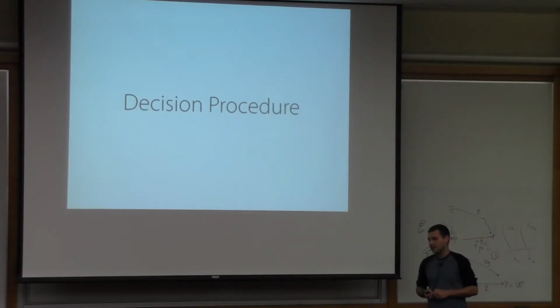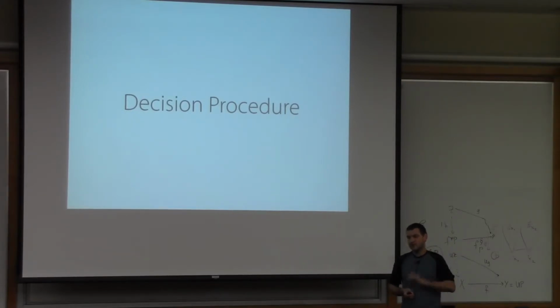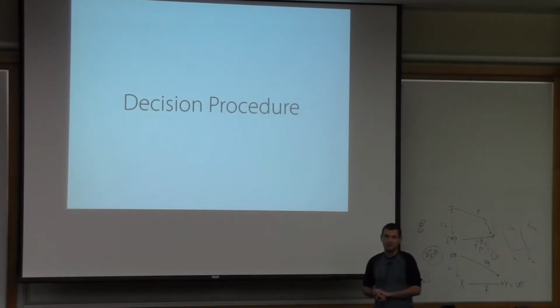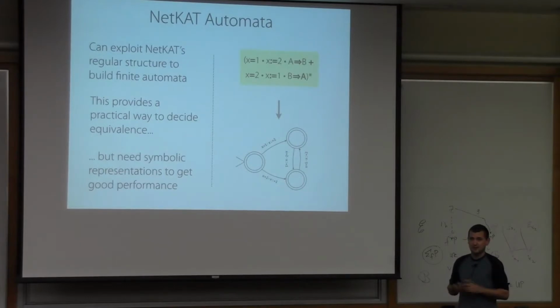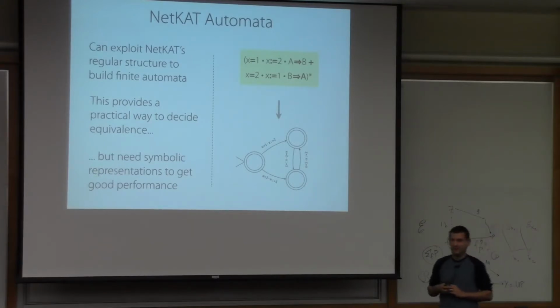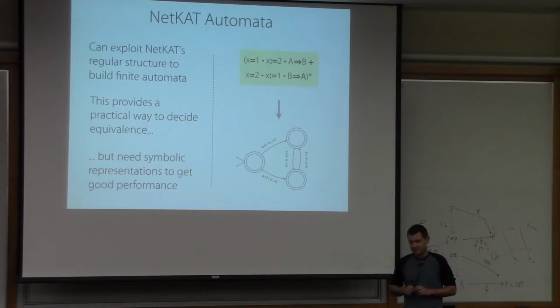next I want to consider how we might automatically prove that some terms are equivalent. And for this, the equational axioms that we saw are probably not the way to go. I mean, you can imagine trying to do some kind of search using the equational axioms. But a much better way is to exploit this observation that NetKAT has this regular structure and build automata for NetKAT terms, so finite automata for NetKAT terms, that we can then use standard algorithms to check equivalence on. And in fact, we'll see, this gives us a very practical way to decide equivalence and to check properties of network programs automatically. And it follows the standard stuff that you would have done in undergrad theory of computation, but we need some clever symbolic representations to get good performance.